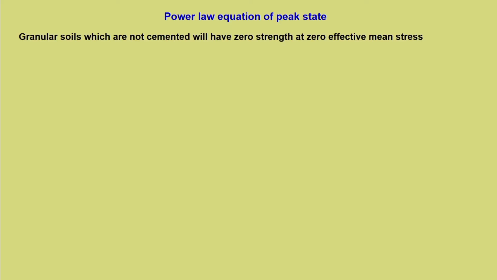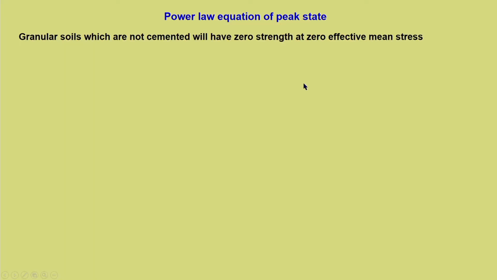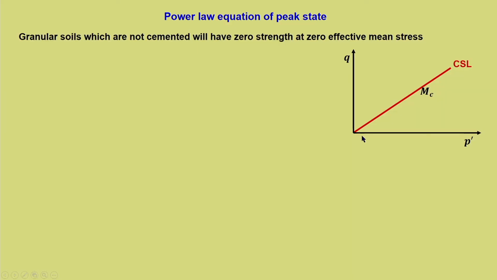than the linear representation? Granular soils which are not cemented will have 0 strength at 0 effective mean stress. Now, this aspect is not considered in the linear representation for peak state. So, that is very important. When we represent the peak state using a linear fitting, it is bound to give an intercept, and this is not valid for soils which do not have cementation characteristics. So, let us see this in detail.